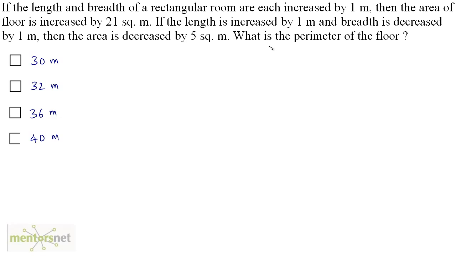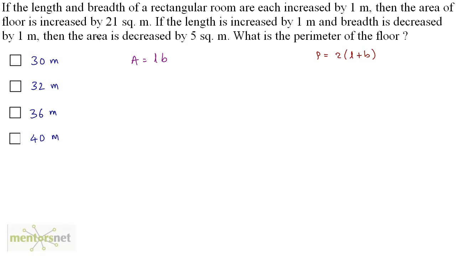Now we have been asked what is the perimeter of the floor. Perimeter is equal to twice of L plus B, twice of length plus breadth, right? Now we know area is equal to length times breadth. So A is equal to length times breadth.